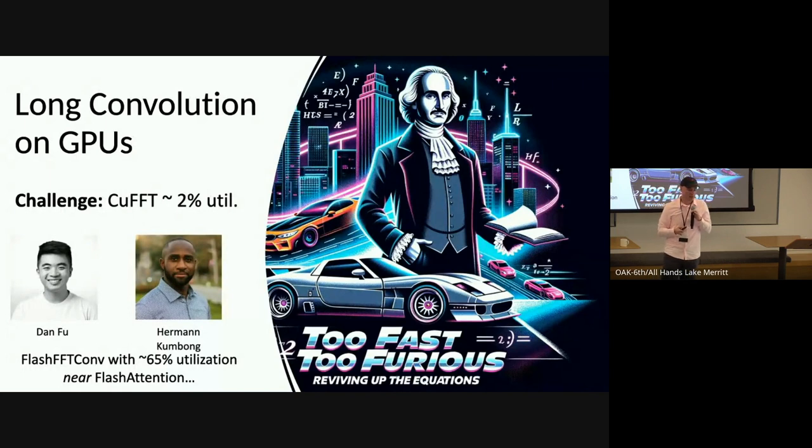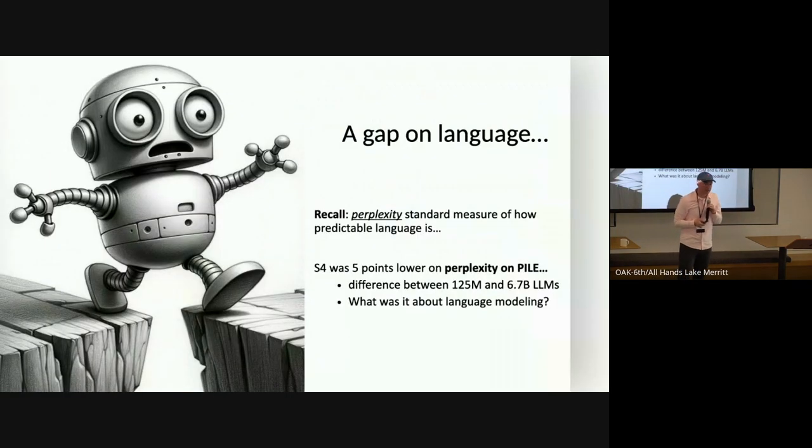Okay. All right. So the last thing I wanted to talk about was this gap on language. So these models like S4 were really interesting because they did really well on LRA, where transformers didn't do well, but they didn't do as well on language out of the box. S4 is about 5 points lower on perplexity, controlling for other factors, which is like the difference between a 125 million and a 6.7 billion parameter model. It's quite a big difference.